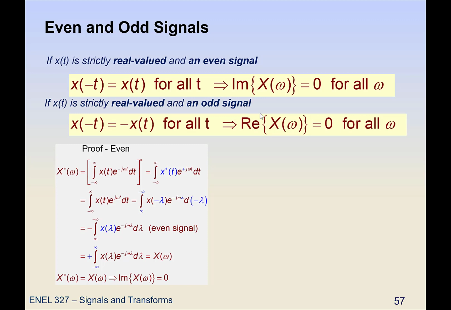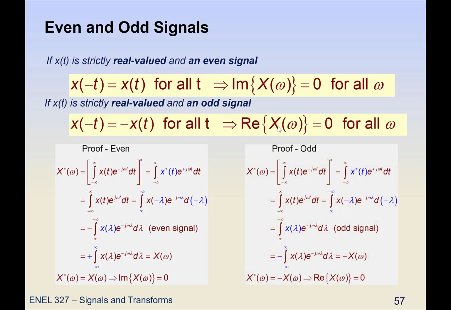Conversely, if x of t is strictly real valued and an odd signal, then it has no real part to its Fourier transform. It is strictly imaginary. And again, here's a proof for it. Now, these might seem a little esoteric, but it does give us a little bit of a check on our work. So if you take a look at a signal, x of t, and it is an even signal, and then you're asked to calculate the Fourier transform, if you end up with an answer which gives you imaginary parts to the Fourier transform, then you've done something wrong. So it's a way of checking on things.